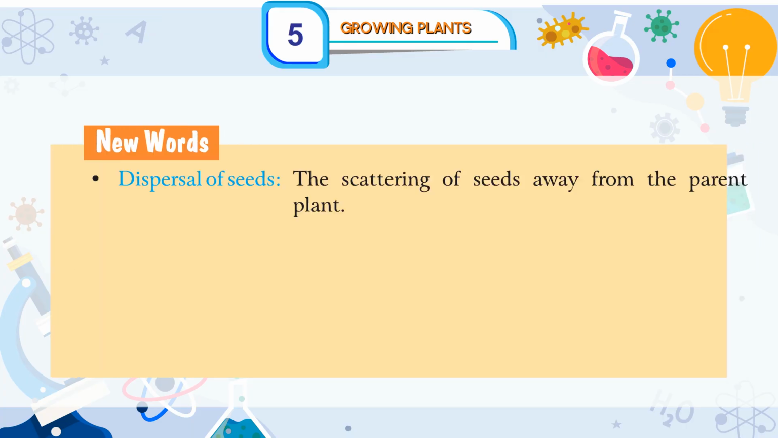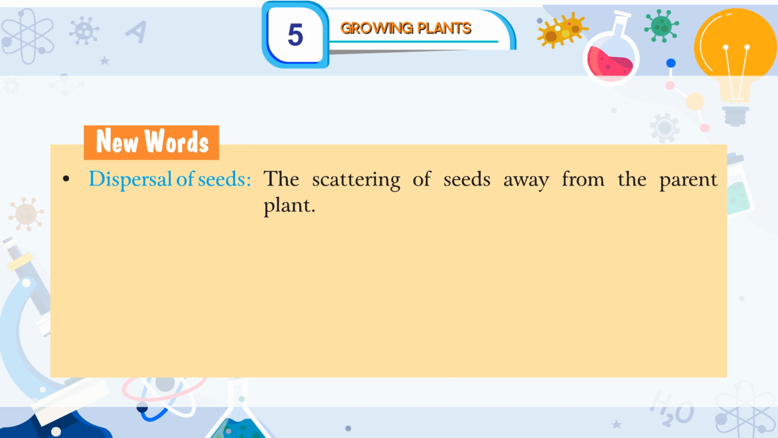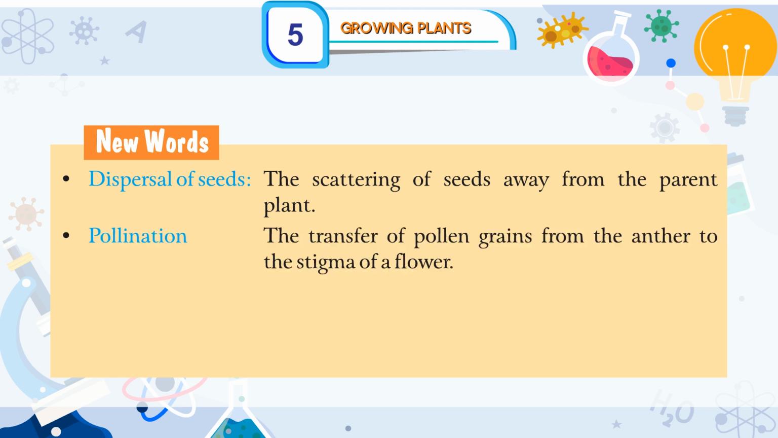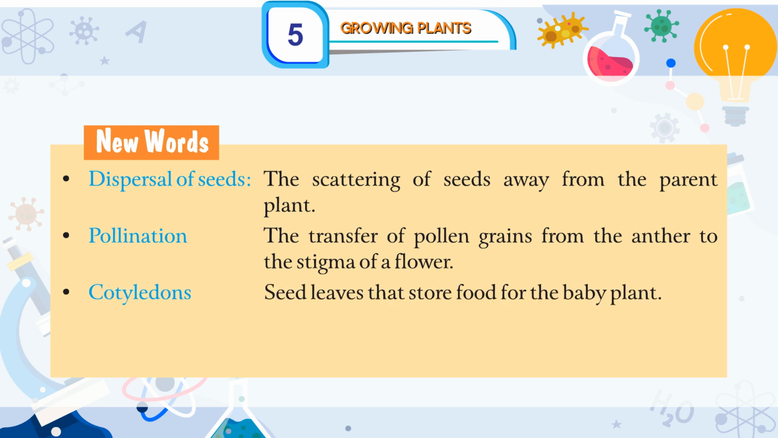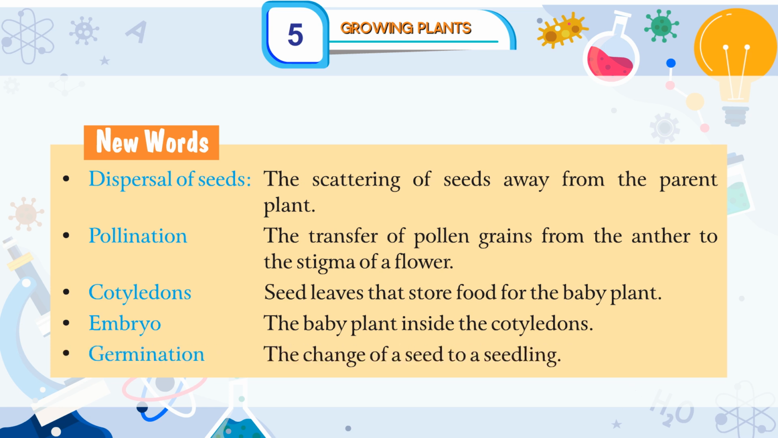New words: Dispersal of seeds, the scattering of seeds away from the parent plant. Pollination, the transfer of pollen grains from the anther to the stigma of a flower. Cotyledons, seed leaves that store food for the baby plant. Embryo, the baby plant inside the cotyledons.